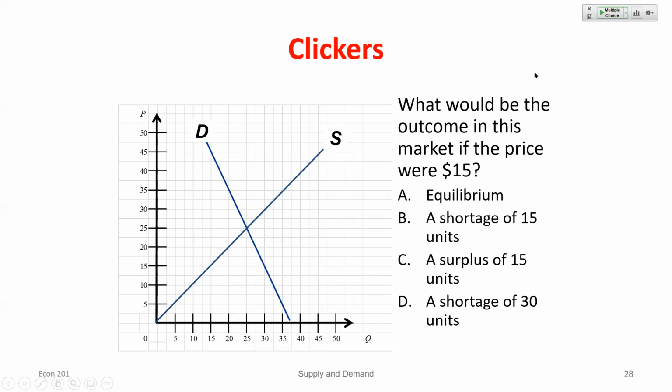All right, so if the price is $15, I kind of map this out. The quantity demanded is greater than the quantity supplied at that price. So if I have more demand than supply, I have a shortage. There's not enough out there in the market. What's the shortage amount? Well, the quantity supplied was 15, and the quantity demanded was 30. So now, instead of a surplus of 15, we have a shortage of 15. Any questions on this?